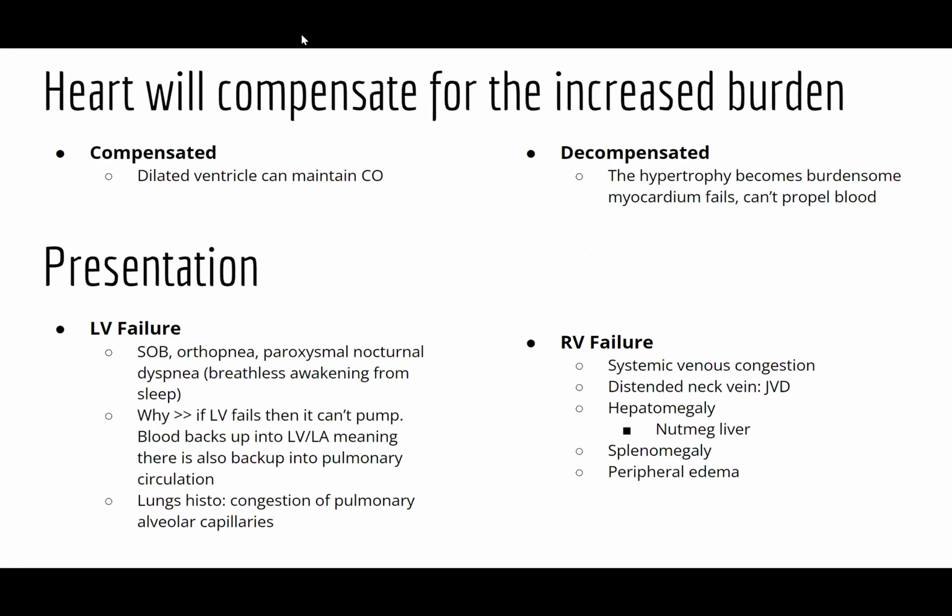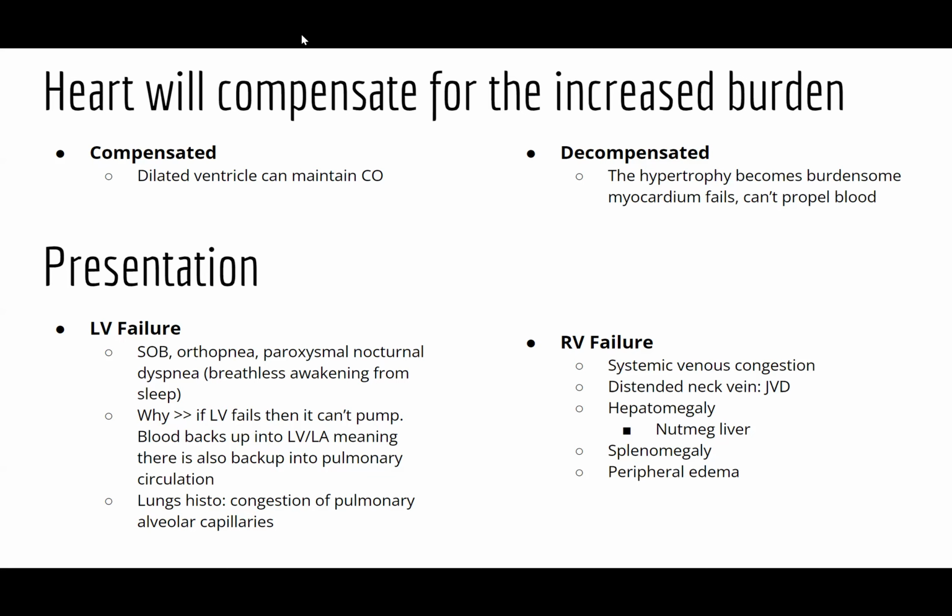So again, compensated: initially, the heart's going to change and react so that you can maintain the cardiac output. But over time, this becomes burdensome and the myocardium fails and can't propel blood. So how are they going to present? Left heart failure is going to back up into the lungs. So it goes right heart, lungs, left heart. If the left heart fails, then it's going to back up into the pulmonary system. So that's when you're going to get the shortness of breath, orthopnea, and paroxysmal nocturnal dyspnea. Histologically, you're going to see congestion of the pulmonary or alveolar capillaries.